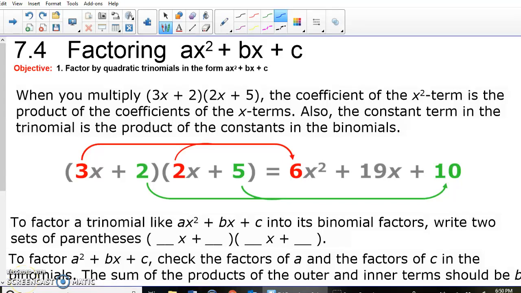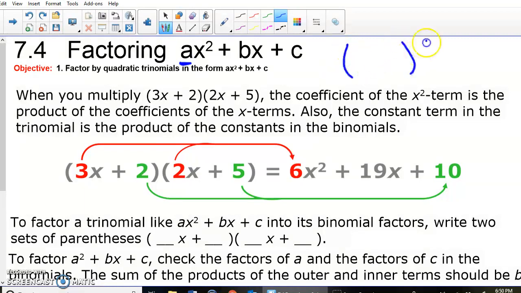Hey class, this is lesson 7.4, factoring ax squared plus bx plus c. So in today's lesson, this is going to be pretty similar to what we did in lesson 3. The big difference though this time is that we have a coefficient in front of our x squared.